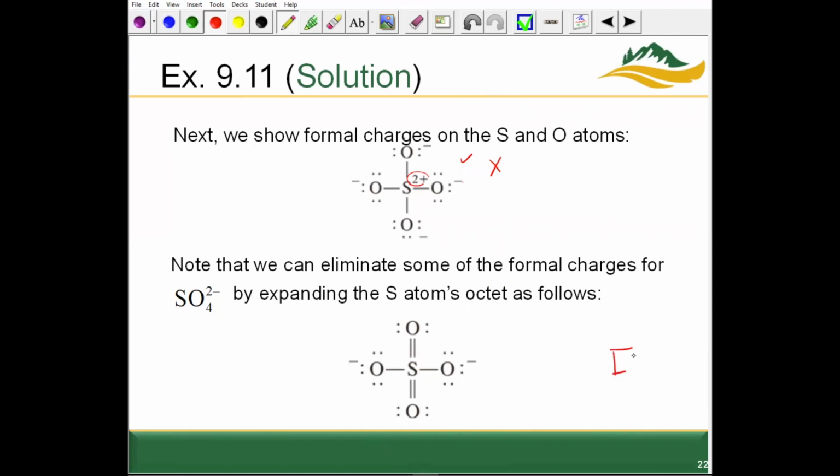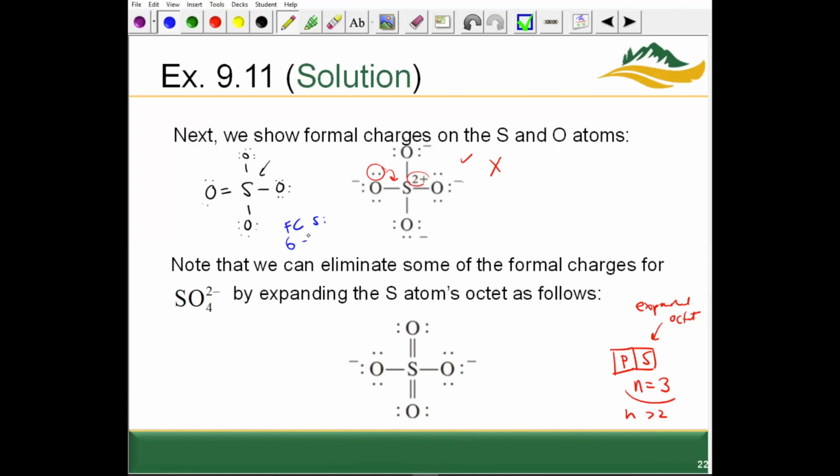Sulfur is right next to phosphorus on the periodic table, so it will also fill shells of n equal to 3. Because its shell number is greater than 2, sulfur could be okay with an expanded octet. Let's try moving at least one lone pair in to form a double bond. So now let's see what the formal charge would be on sulfur with one double bond going to it.